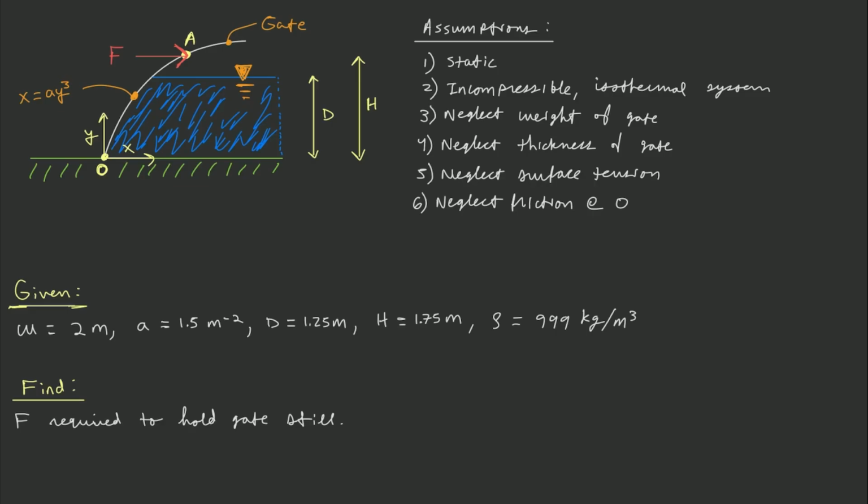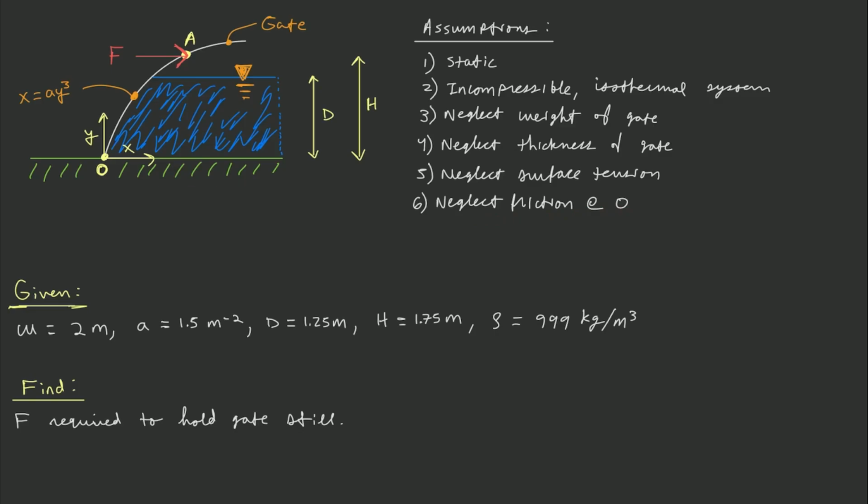So to begin with our assumptions, we're going to assume that we have a static system. We're going to assume that we have an incompressible and isothermal system. We're going to assume that we can neglect the weight of the gate. We're going to assume that we can neglect the thickness of the gate. We're going to assume that we can neglect surface tension. And we're going to neglect friction at the origin or at the hinge O.